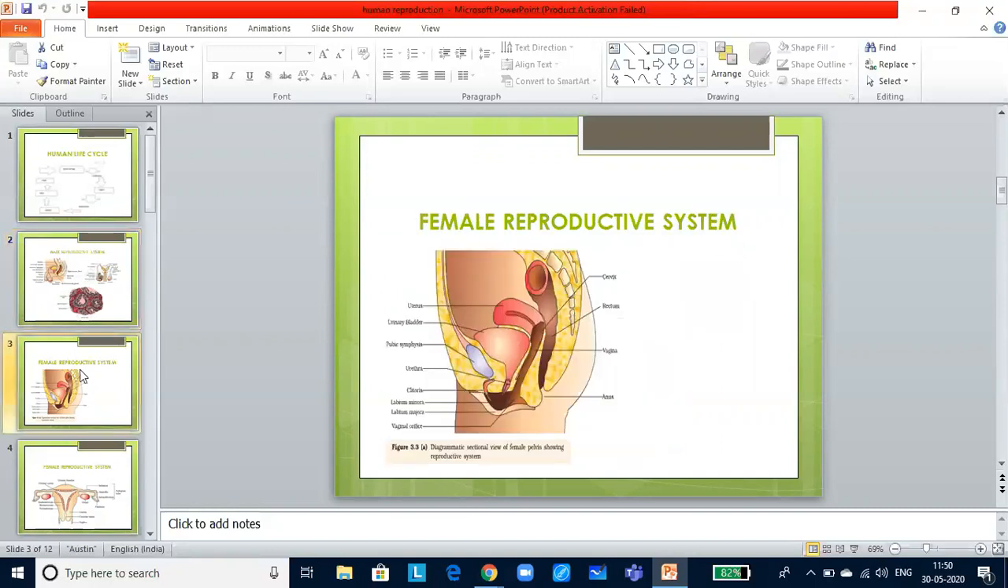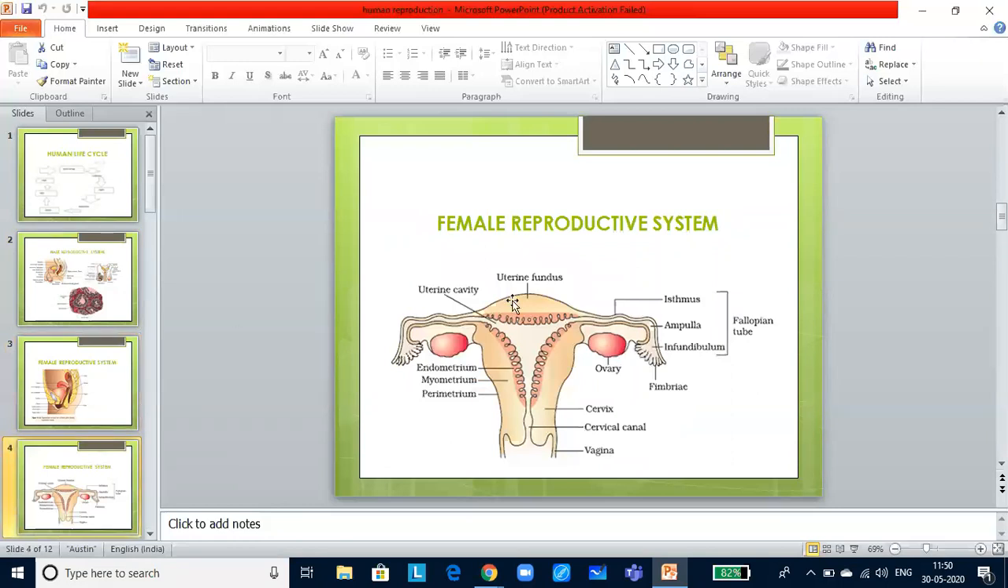Now let us look at the female reproductive system. The female reproductive system consists of a pair of ovaries, a pair of oviducts, uterus, cervix, vagina, and external genitalia located in the pelvic region. A pair of mammary glands are also associated. Now this is the first position. It is a sectional view showing the reproductive system. Now let us have a straight view so that it is easier for you to understand.